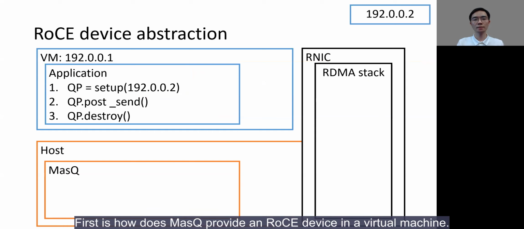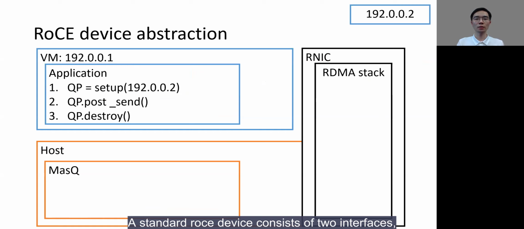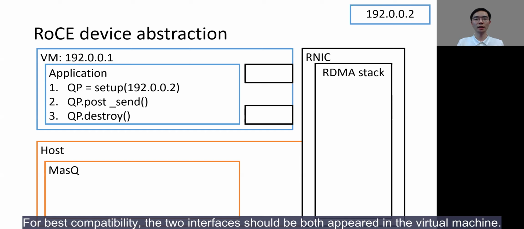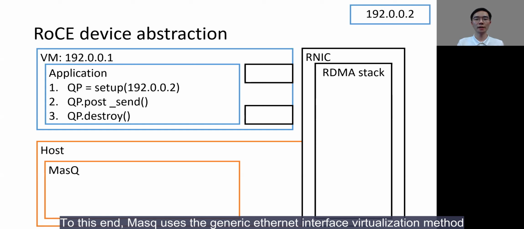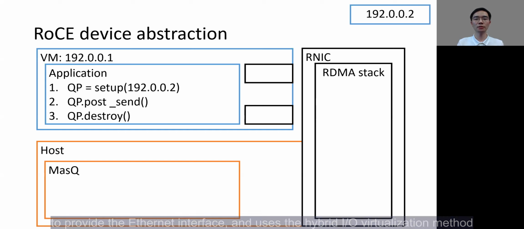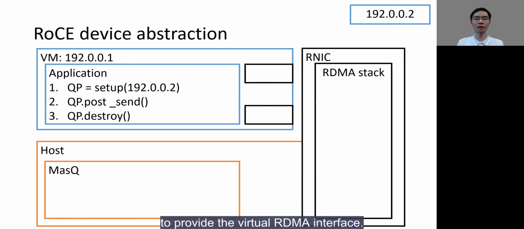First is how does MasQ provide a RoCE device in a virtual machine? A standard RoCE device consists of two interfaces, including an Ethernet interface and an RDMA interface. For best compatibility, the two interfaces should both appear in the virtual machine. To this end, MasQ uses the generic Ethernet interface virtualization method to provide the Ethernet interface and uses the hybrid I/O virtualization method to provide the virtual RDMA interface.